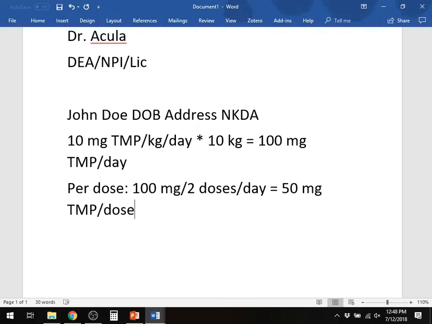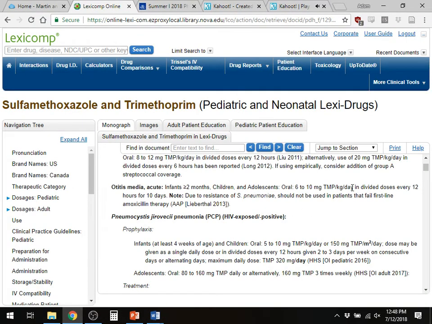Make sense? Yes, ma'am. How do we know it's 2 doses? Is that on there? Yep. If you look back on the thing, it says divided doses every 12 hours for 10 days, okay? That'll always be included on there. If it says per day, it needs to tell you how often they're going to be taking it, whether it's every 8 hours, every 6 hours, every 12 hours, whatever it happens to be. All right, so good. We got that information.